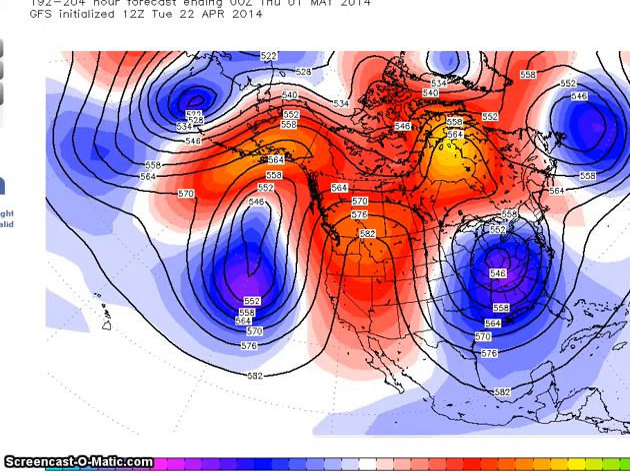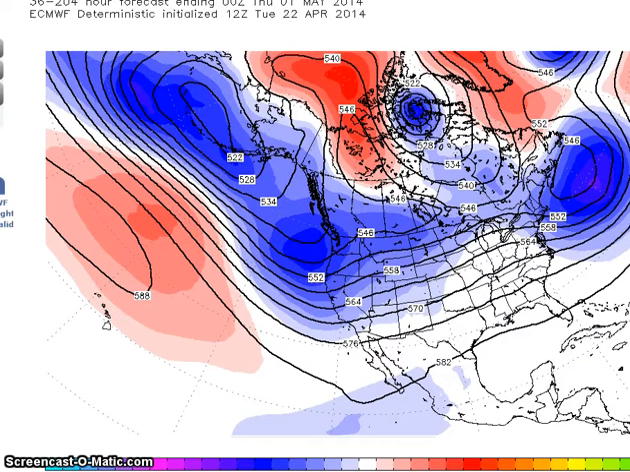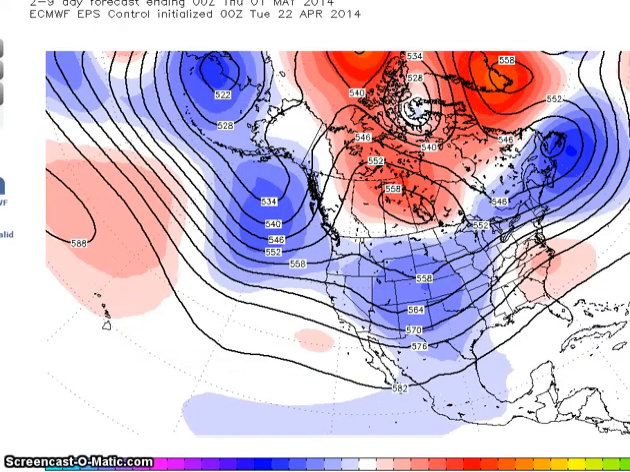You can see the GFS has a trough here, a ridge in the west. Fairly deep trough. And if we look through the models, it's the deepest of all the models. This is the European deterministic, and this is the European ensemble. The European ensemble shows a little hint of a ridge over the southeast.